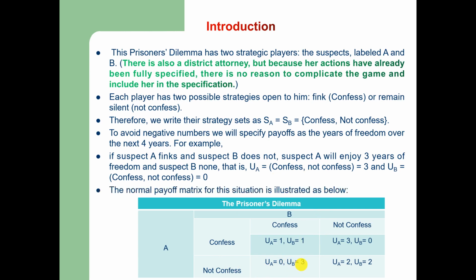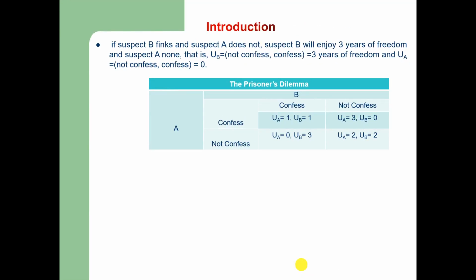That is what I just explained. If suspect B confesses but suspect A does not confess, then suspect B will enjoy 3 years of freedom and suspect A none. That is, the utility of B is equal to 3, which is 3 years of freedom, and the utility of A is equal to 0. He will face 4 years of sentence. This is shown by this entry in this box.